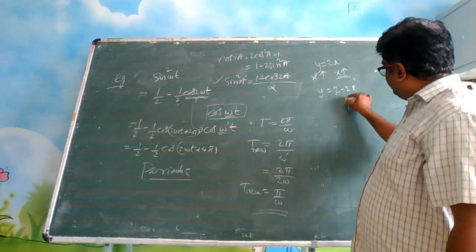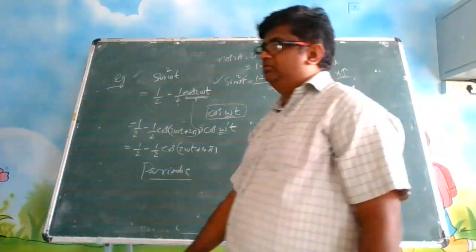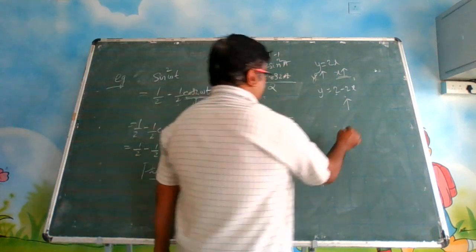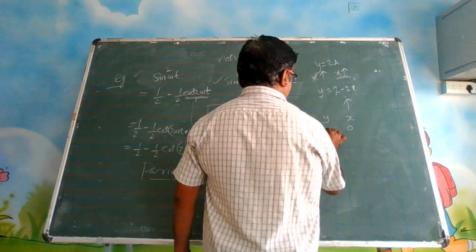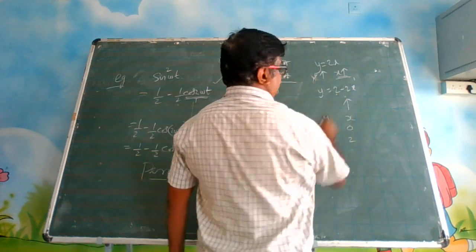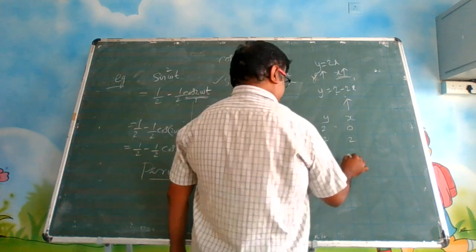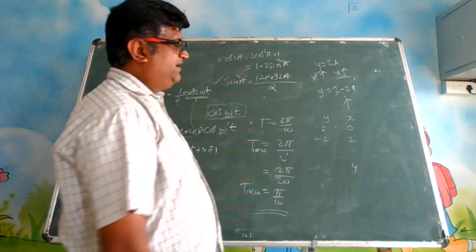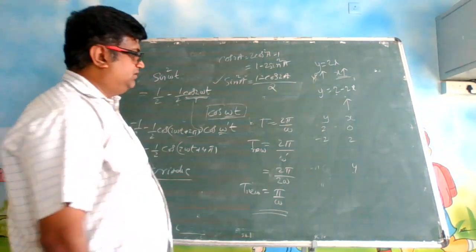If I keep on increasing x value, will the y value increase proportionately? It doesn't. You can check with some values here. I will put here an x and y table. Put x is equal to 0, you are getting 2. Put x is equal to 2, 2 twos are 4, 2 minus 4, minus 2, you are getting minus 2. Put x is equal to 4, 2 into 4, 8, 2 minus 8, minus 6.